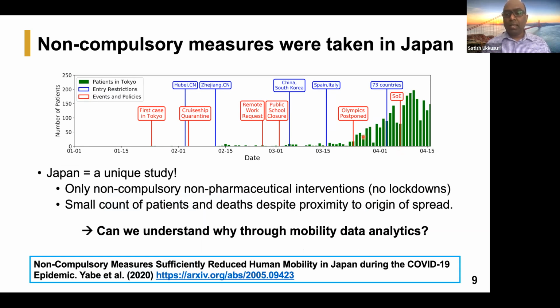And you can see the timeline for the number of cases in Tokyo over time. Even before the state of emergency, you can see that mobility was dropping at various locations. And there were no strict lockdowns in Tokyo. There were only non-compulsory, non-pharmaceutical interventions that were recommended.